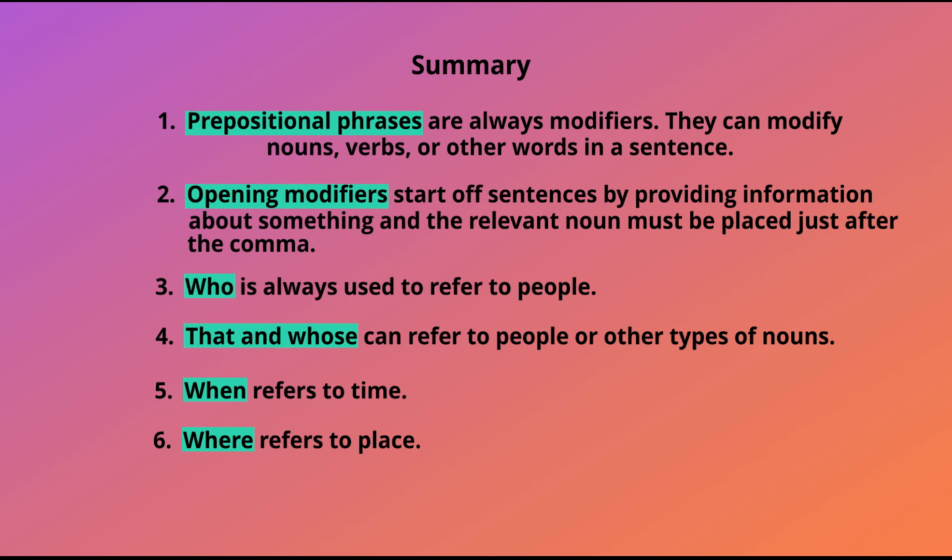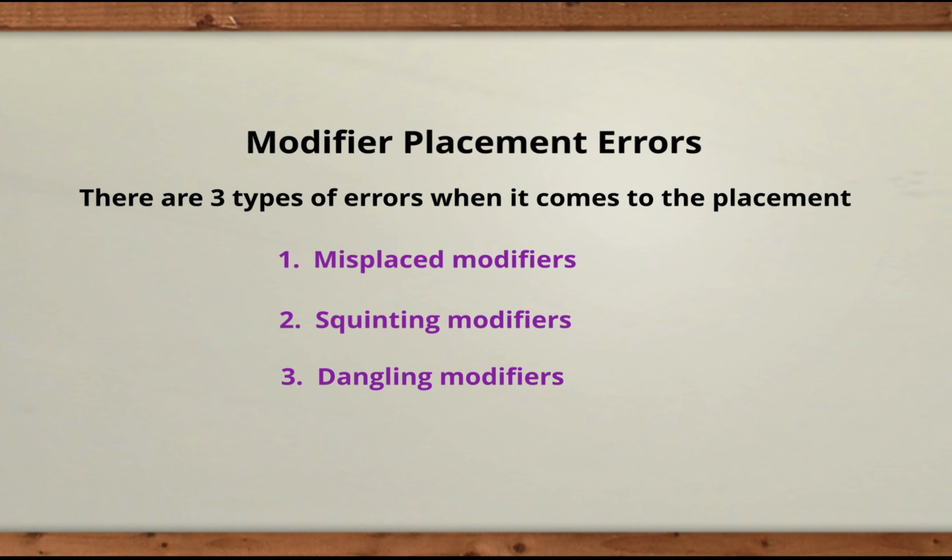Who is always used to refer to people. That and whose can refer to people sometimes or other types of nouns. When refers to time and where refers to place. Modifier placement errors. There are three types of errors when it comes to the placement of modifiers. One is misplaced modifiers, two is squinting modifiers, and three is dangling modifiers.